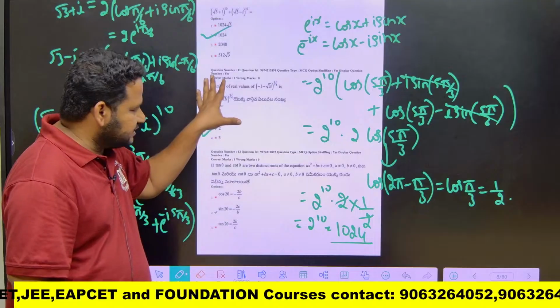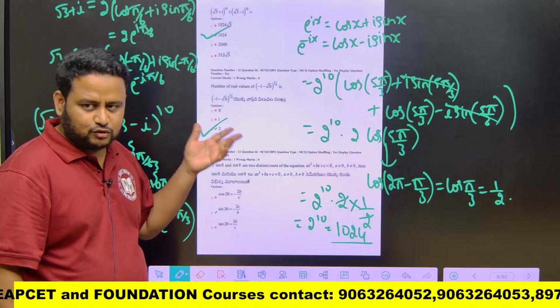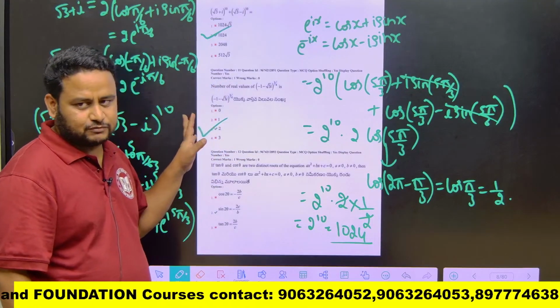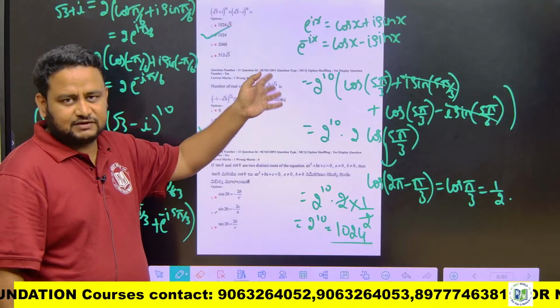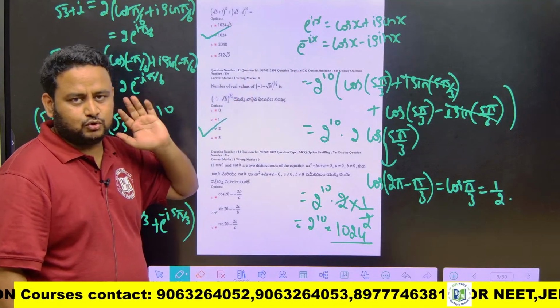In this question, we just had to use Euler's form, and we got the number of real values equal to 2. There you have to put the value, converted into polar form. I hope that you will be able to do it.